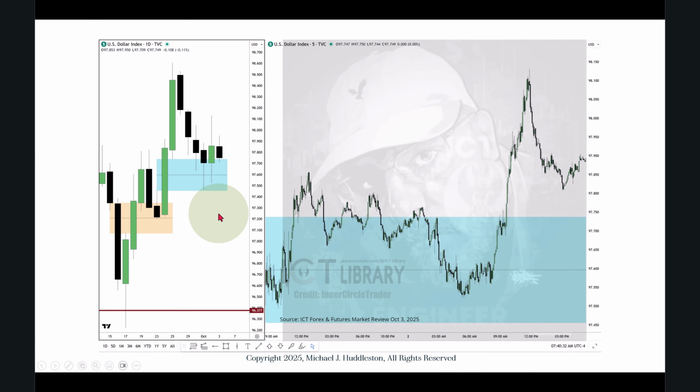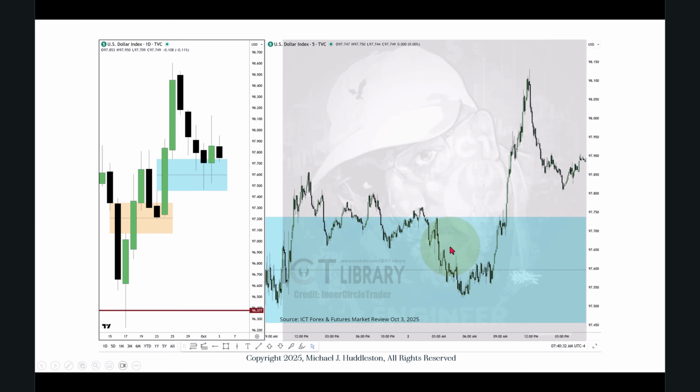Left-hand side, as always, is the daily dollar chart, and the right-hand dollar chart is the 5-minute chart. So I have the buy side imbalance, sell side inefficiency annotated in here, and the last 3 days have been pretty much a nothing burger. We had a little bit of a run in here, and I'll explain why that took place.